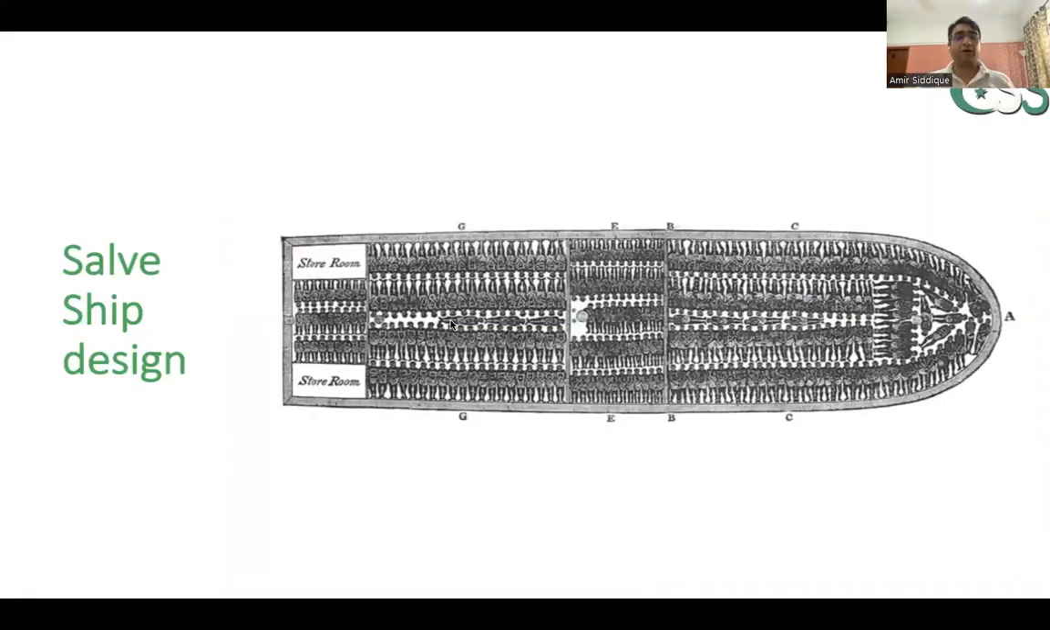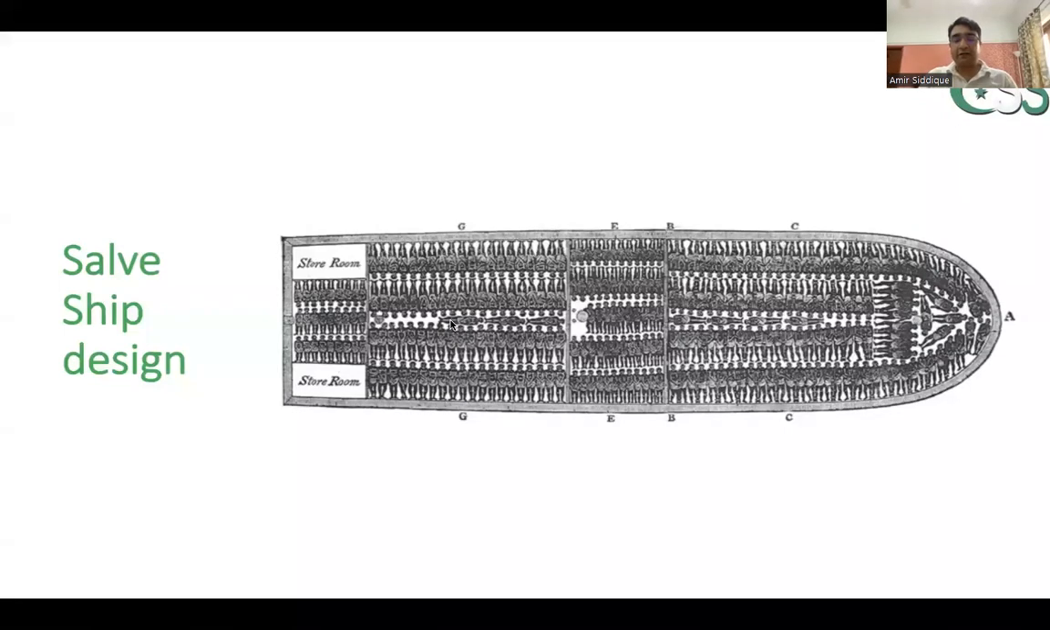Now let's talk about slaves being transported out of Africa into other parts of the Americas. So what does the journey look like? Historians are very clear, there's overwhelming evidence on the design of these typical ships. This is what the design of a typical slave ship looks like.